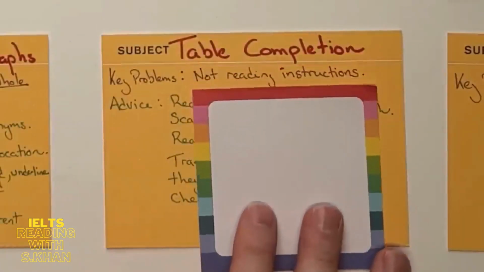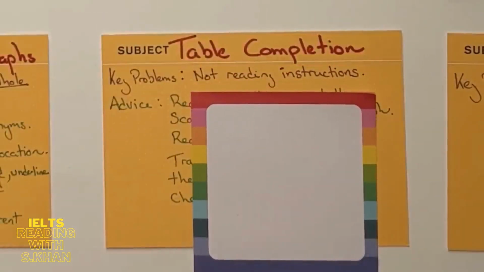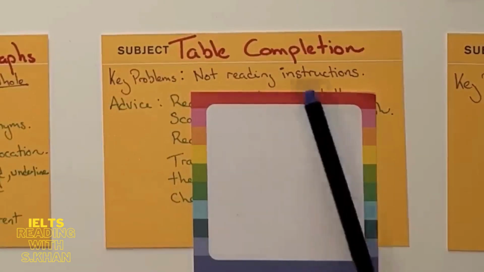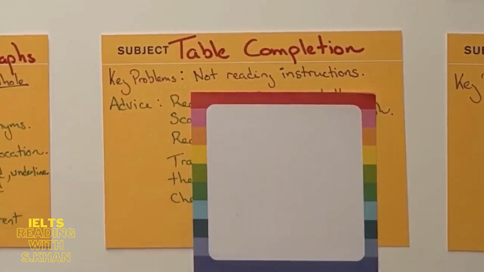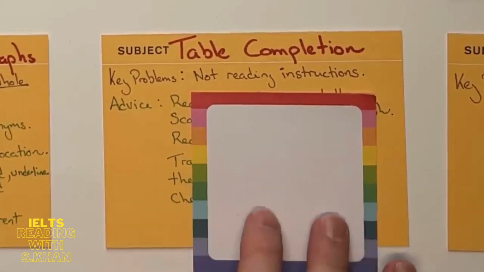Table completion, key problem here is not reading instructions. This is again one of these questions where it says one word or one word and a number. You need to really understand what those mean and follow them on test day.